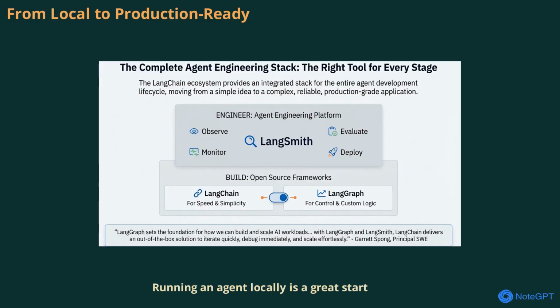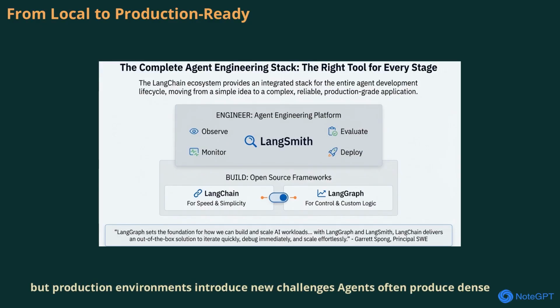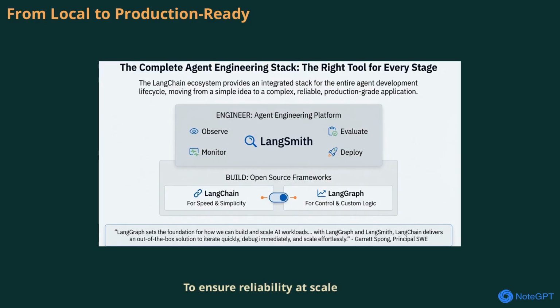Running an agent locally is a great start, but production environments introduce new challenges. Agents often produce dense, non-deterministic outputs, making debugging and monitoring more complex. To ensure reliability at scale, you need robust engineering practices and dedicated infrastructure. This brings us to the next phase, achieving production-grade quality.